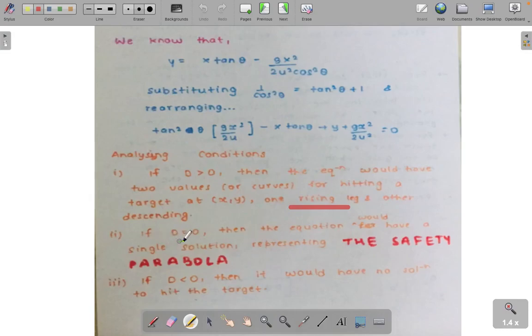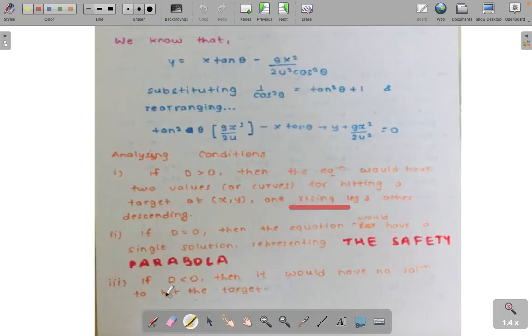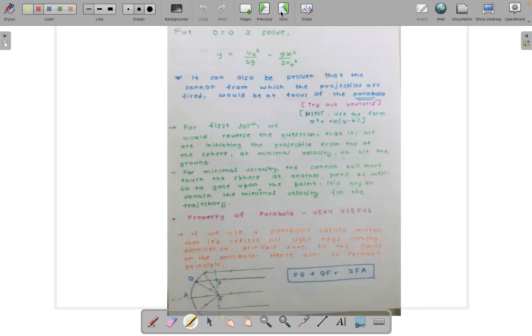Now consider if d is equal to 0. Then the equation would have a single solution, that is a single curve to hit the target, and it would mean that the curve is representing the safety parabola, which is this red curve. And next, if d is less than 0, then it would have no solution to hit the target, which means that the x comma y or the target would lie beyond this red curve, which is the safety parabola.